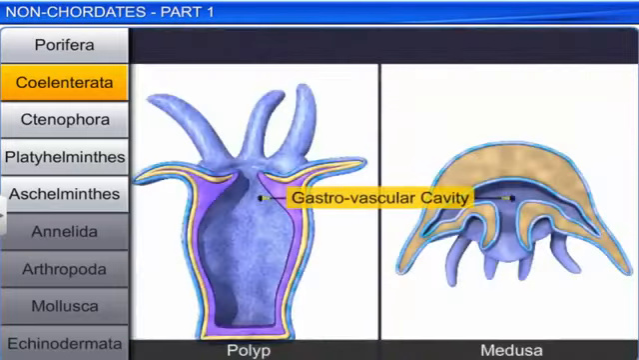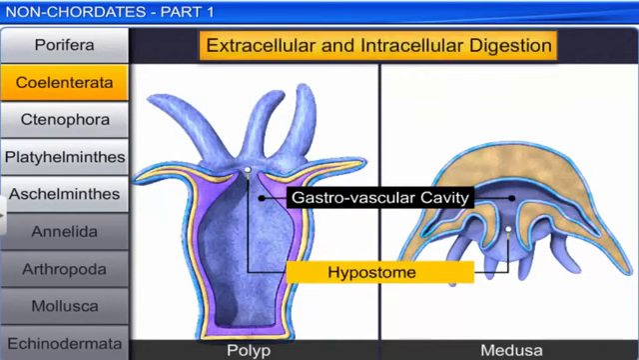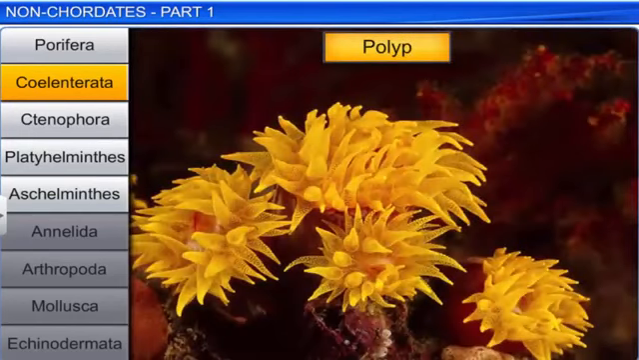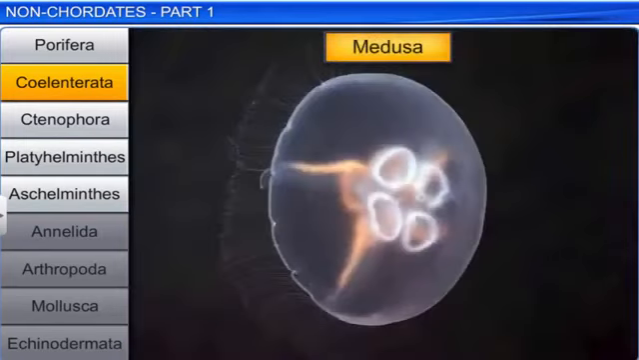Coelenterids have a central gastrovascular cavity with a single opening called the hypostome. Digestion in them is both extracellular and intracellular. Coelenterids exhibit two basic body forms, polyp and medusa. Polyp is a sessile and cylindrical form like Hydra and Adamsia, while medusa is umbrella-shaped and free-swimming like Aurelia.